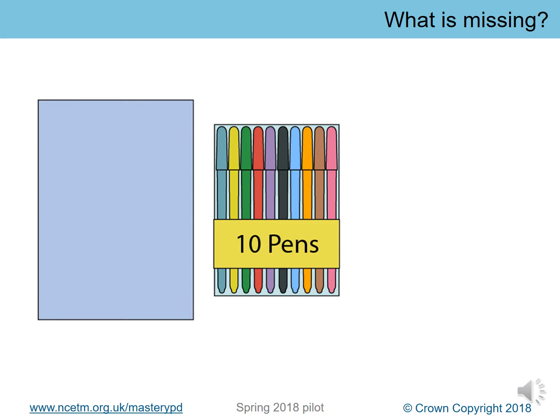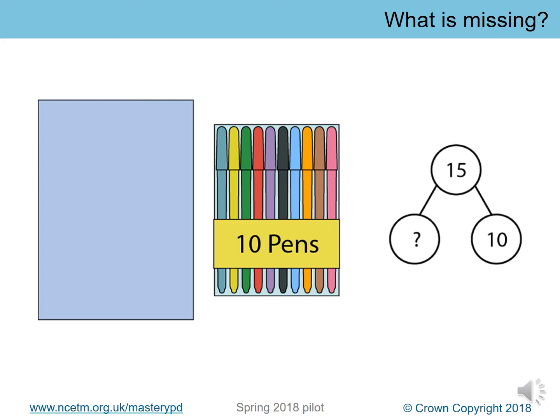Right, now we're going to look at some pictures. Here I have a pack of 10 pens and it says I've got 10 as my part. Now this time I've got a part missing and we need to work out what is behind that rectangle because I've got my whole as 15 and my part as 10. What would my missing part be? Have a little think. How do we make 15? 15 is made up of 10 and what other number?